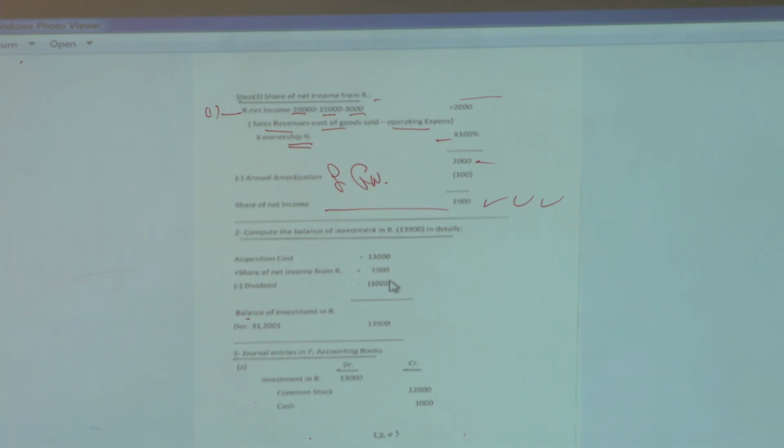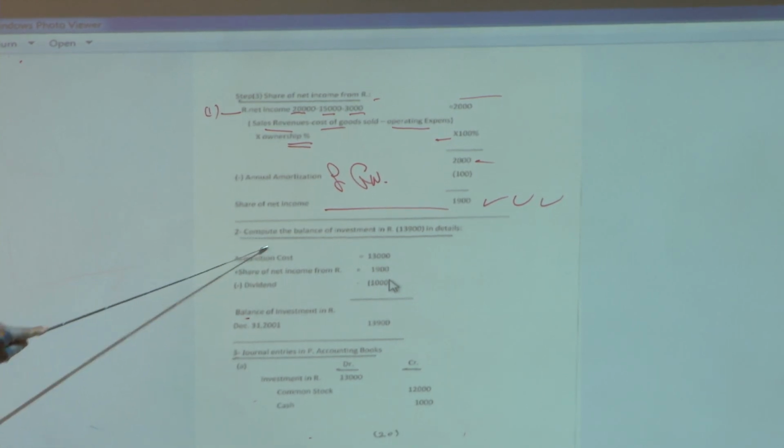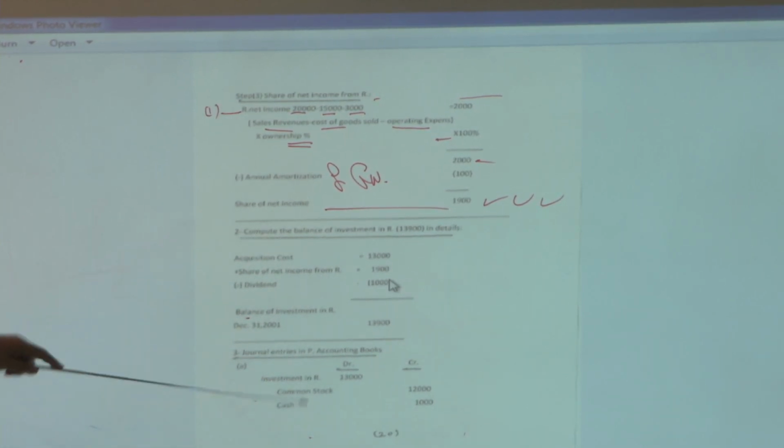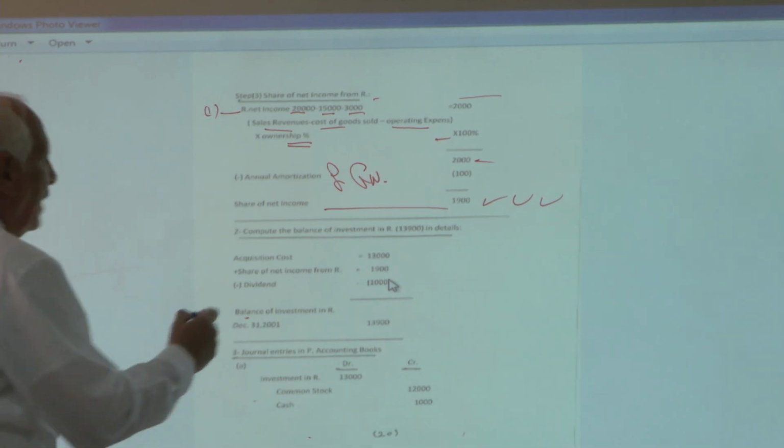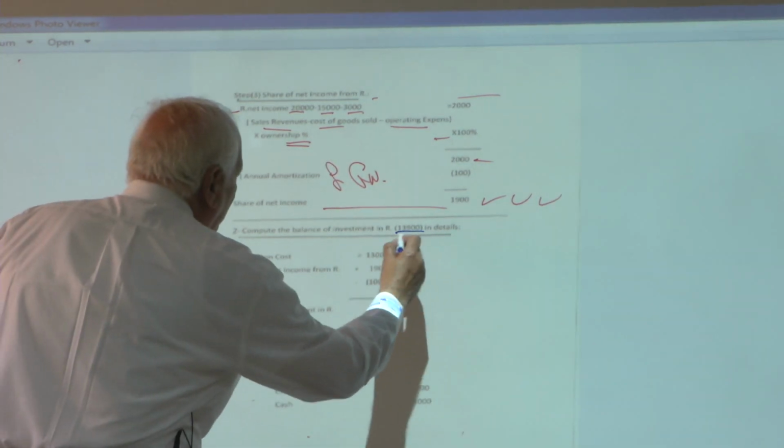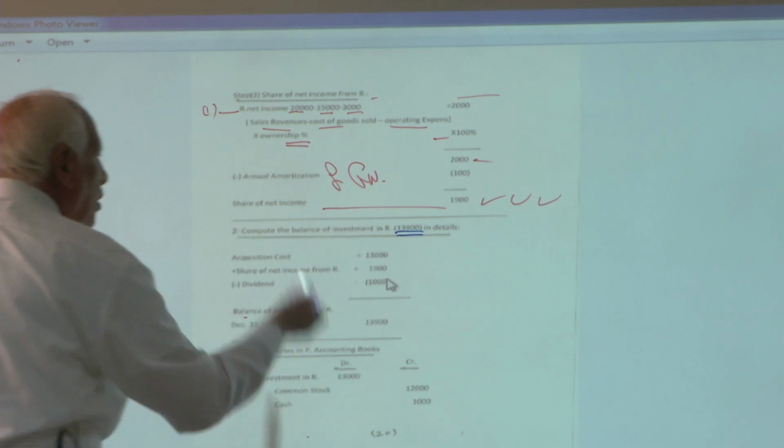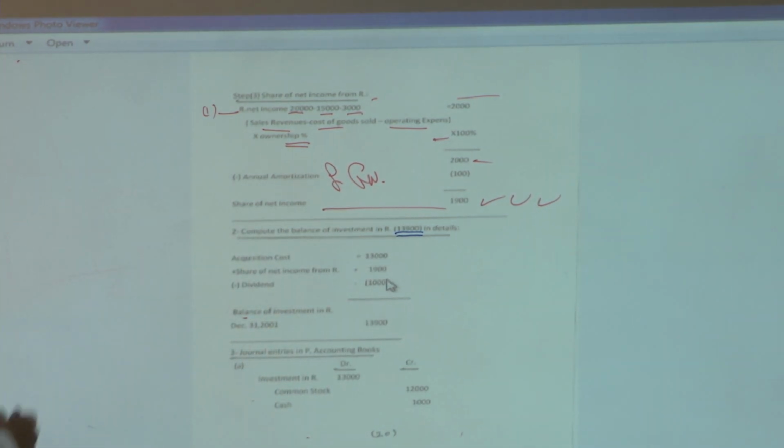Question number 2, he asks you, compute investment in R. Look again, each one, when I ask you to compute, that means calculation, mathematics. Compute the balance of this number, 13,900. Show me where this number, 13,900, comes from. Show me one by one.